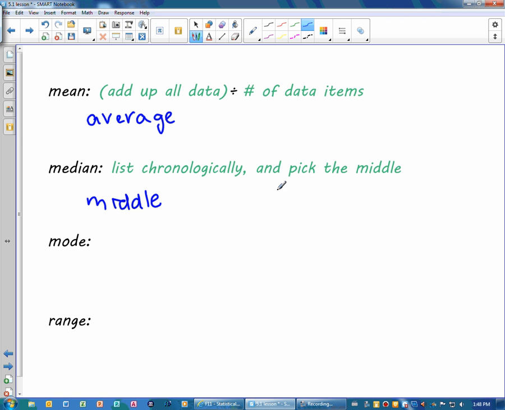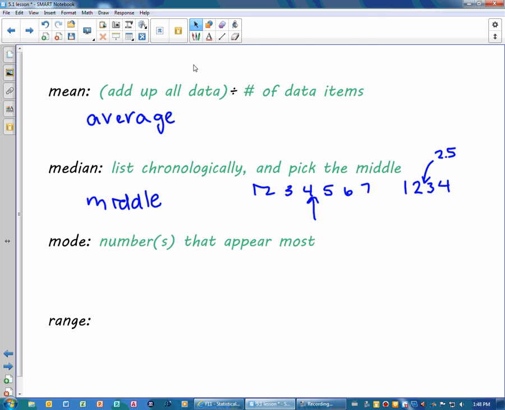So if you have, let's say, 7 numbers, 1, 2, 3, 4, 5, 6, 7, the middle is 4. There's 3 numbers before it and there's 3 numbers after it. So the median would be 4. But if your list was 1, 2, 3, 4, for example, and it was an even amount of numbers, then your middle is between the 2 middle numbers. So your median would be 2.5 because that's the middle of those middle numbers. Okay, median means middle.